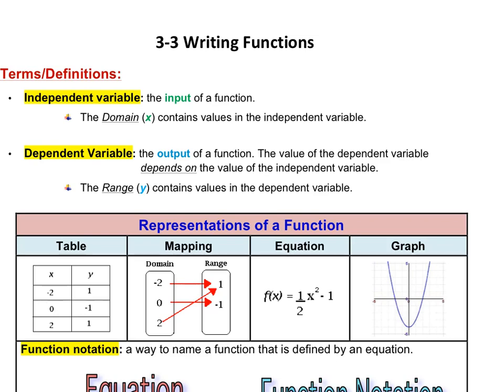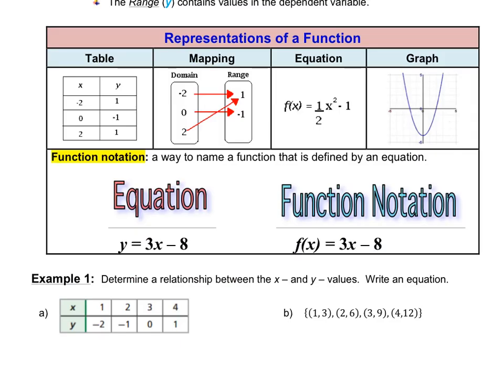This is 3-3, writing functions. Some vocabulary. The independent variable is the x value. We talked about this in 3-1, and the dependent variable would be the y variable. The dependent variable depends on the independent variable. We can represent functions in a variety of ways. So in 3-2, we learned how to represent a function using a table, mapping, and graphing.